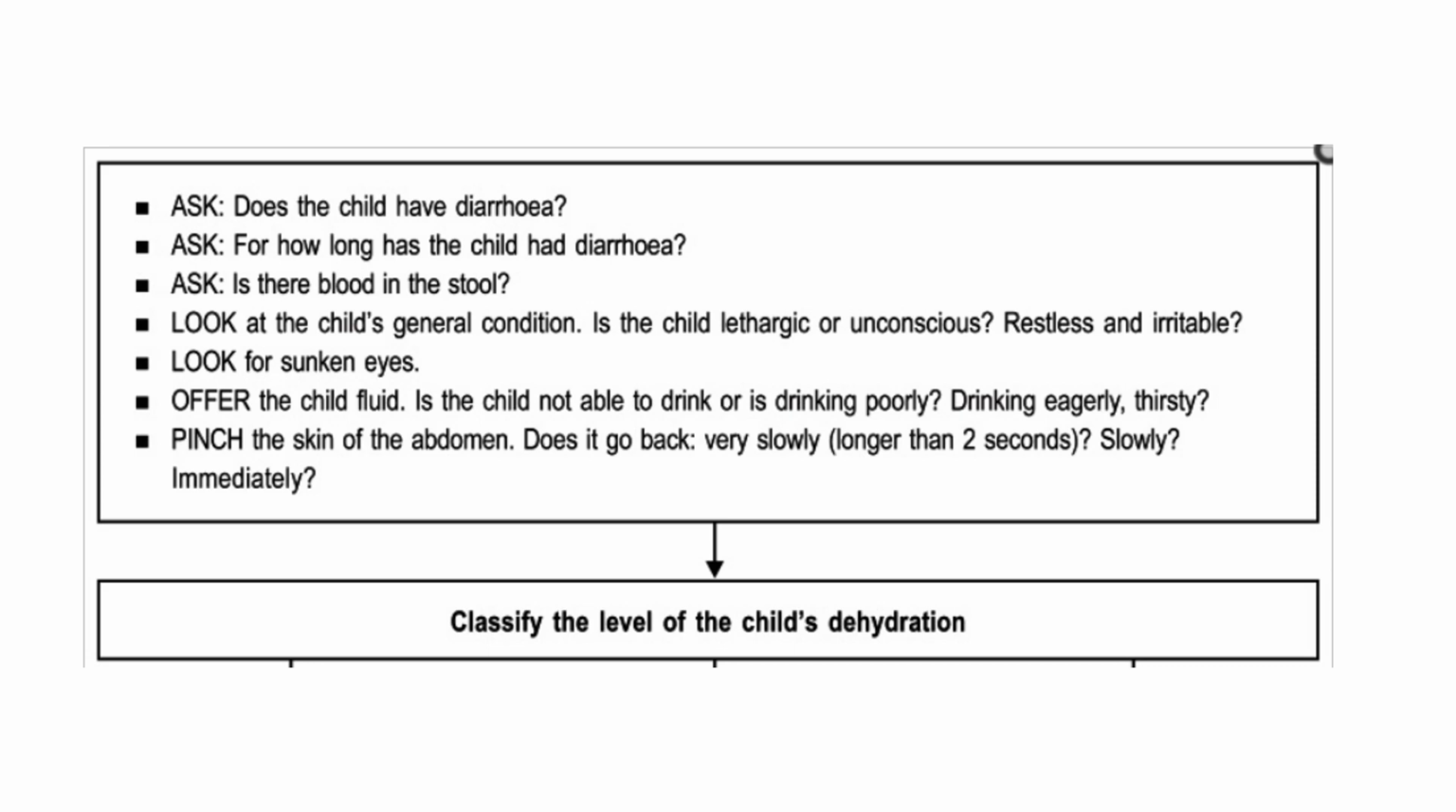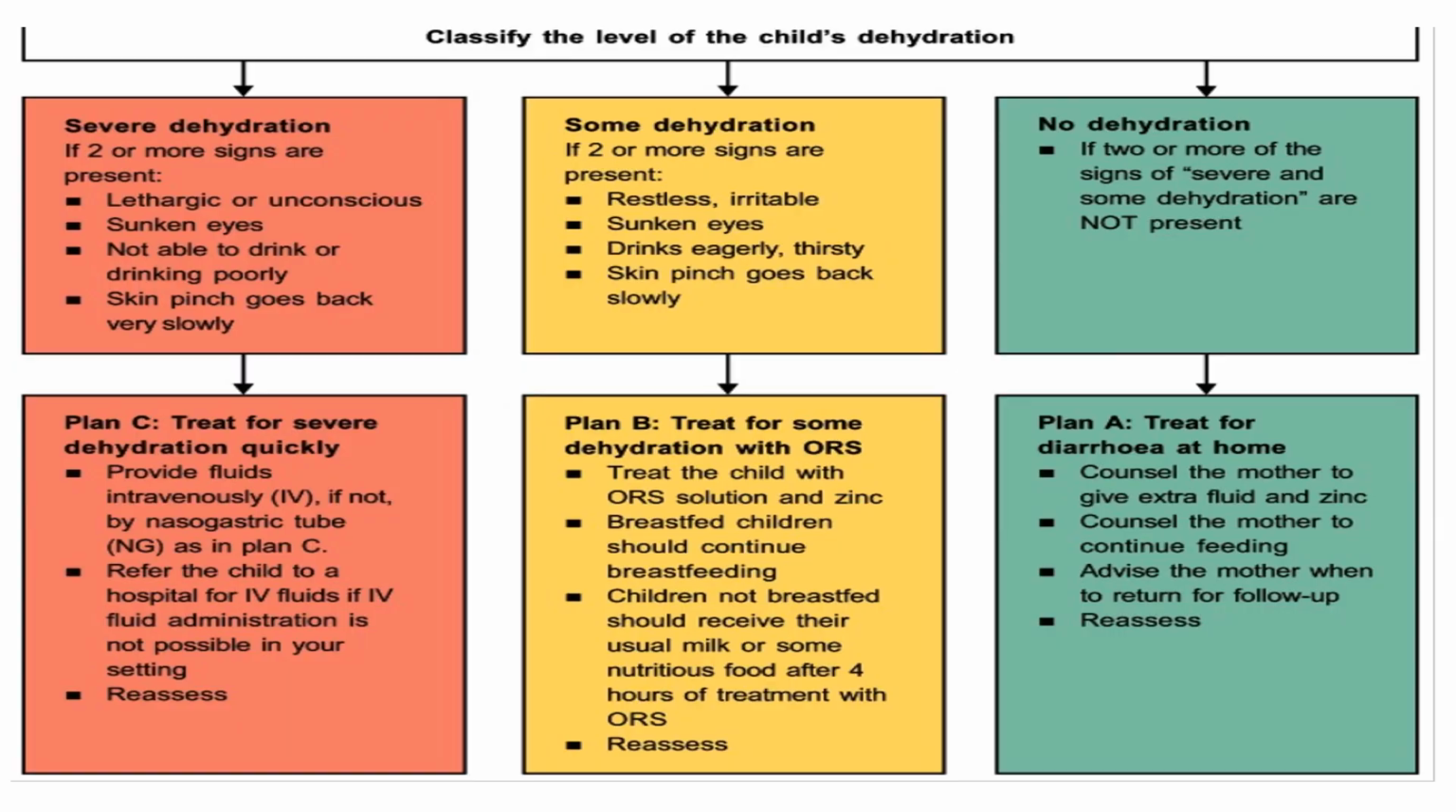Then we offer the child fluid. Why? To find out if the child is able to drink, eager, very thirsty, and then pinch the skin of the abdomen. Based on this assessment, the first A, we go on to the classification, that is the C: classify the level of the child's dehydration. In case of no dehydration, we follow Plan A, that is treatment at home and counseling the mother along with zinc supplementation.